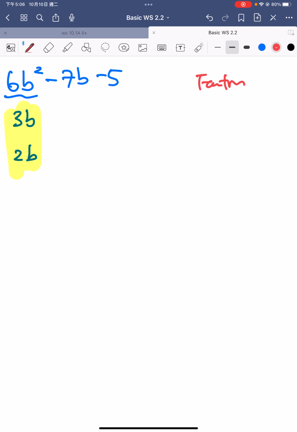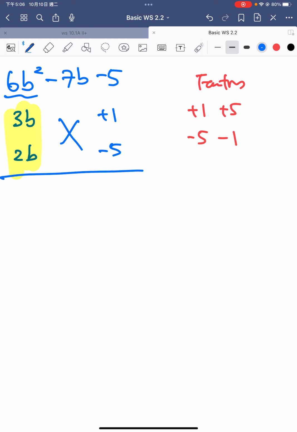So our factors of negative 5, we have the positive 1 with negative 5, and positive 5 but with a negative 1. I think that's the only two combinations. Alright, so let's try to put it in. First of all, we try our positive 1 together with the negative 5. So you cross them together.